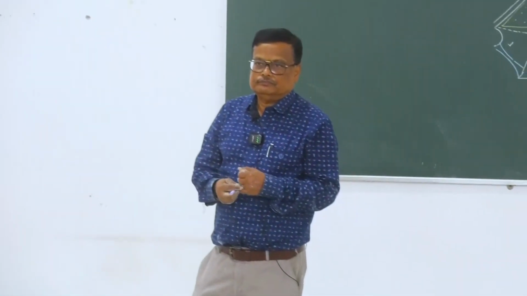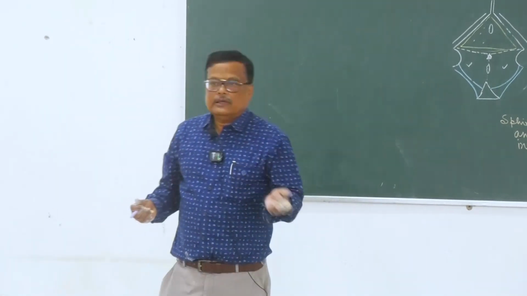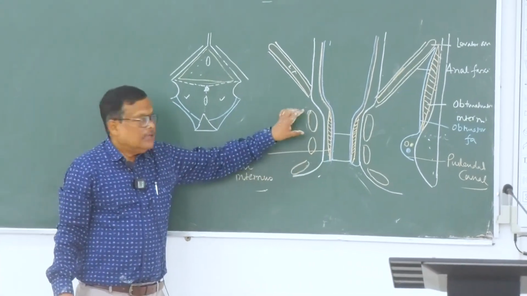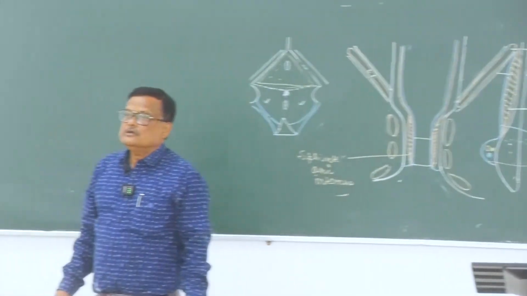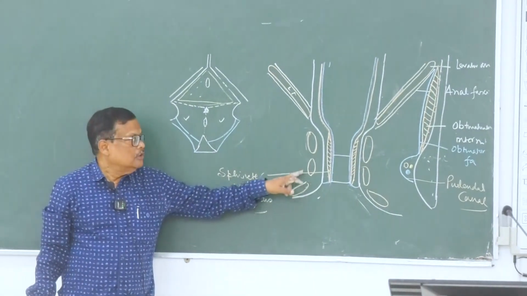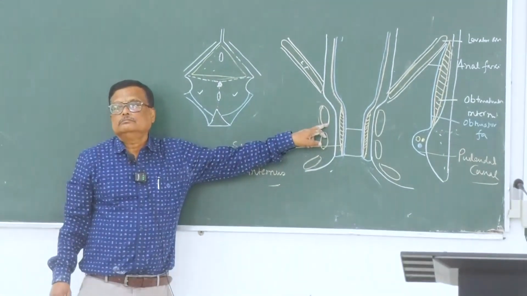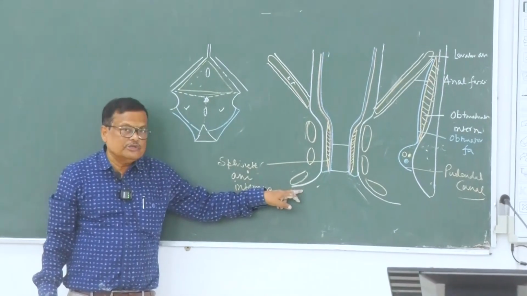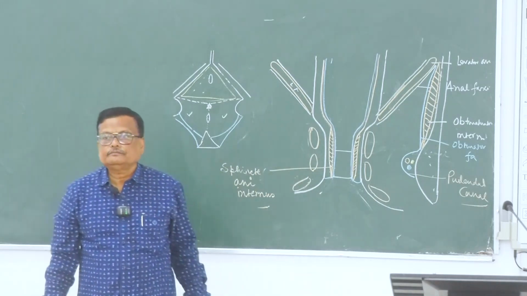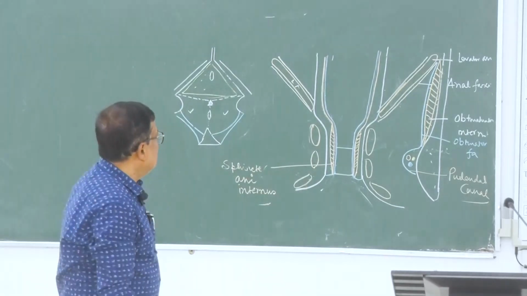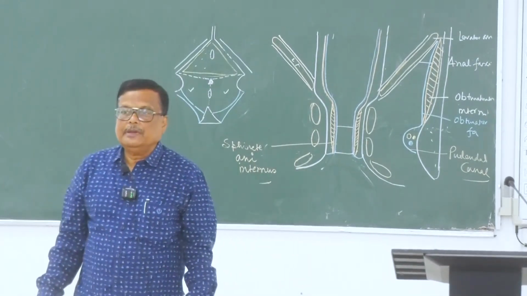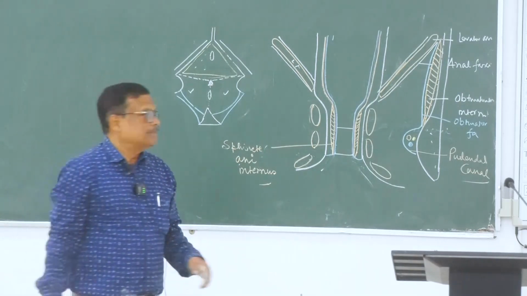The previous view, which has changed recently, is that the whole sphincter ani externus is composed of three groups of muscle: the subcutaneous part, the superficial part and the deep part. The subcutaneous part is related to the skin of the anus. Sphincter ani externus is supplied by the perineal nerve and S4 nerves.